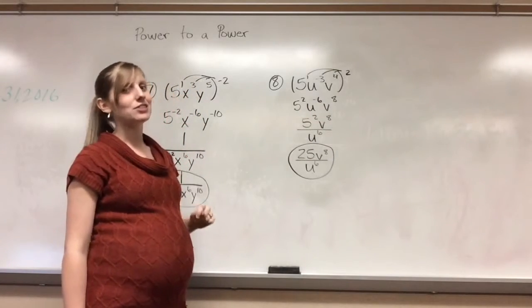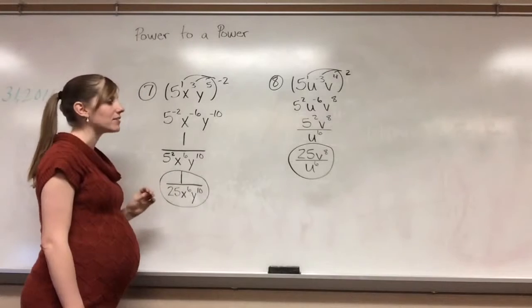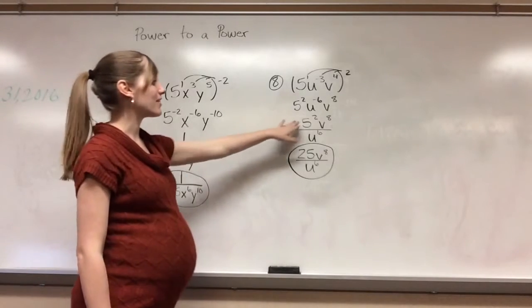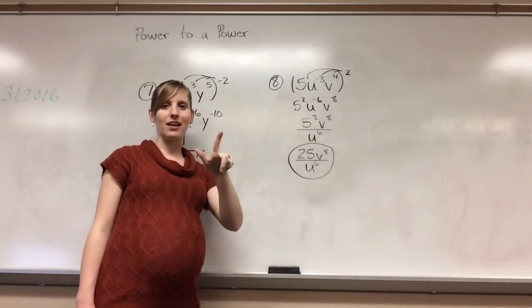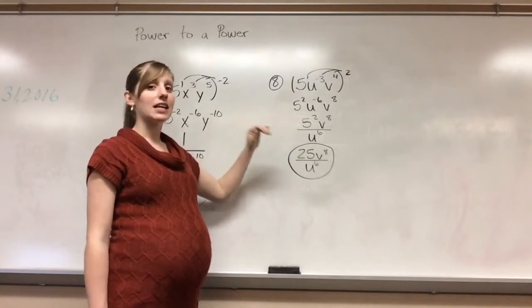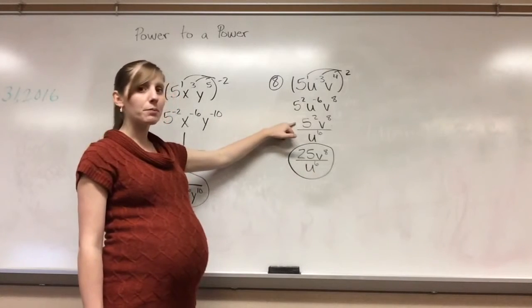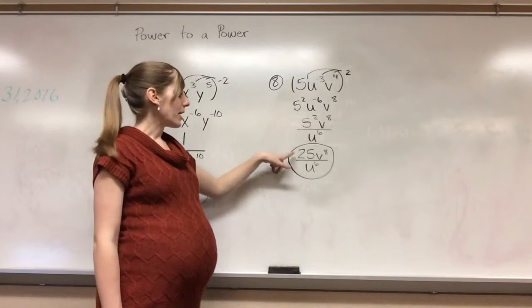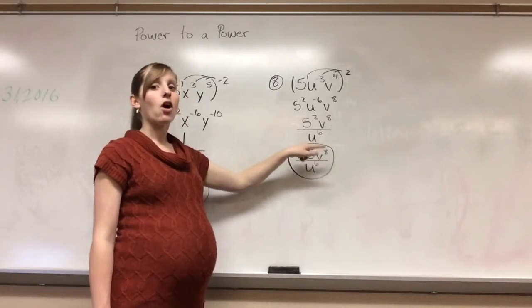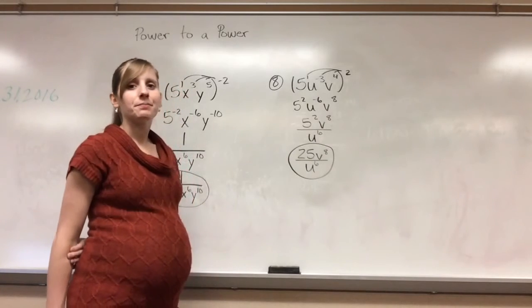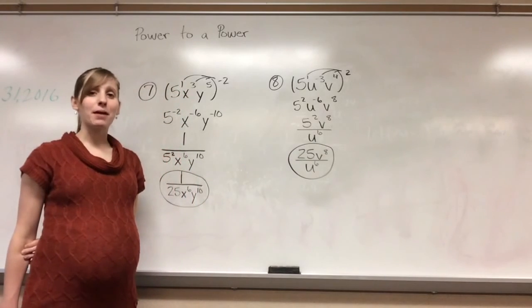One last step, I do need to do that multiplication. 5 to the 2nd power can be simplified. We know how to do that. So 5 to the 2nd is just 5 times 5. Again, that's 25. So 25, and it belongs in the numerator. If that's where your number was when you wrote it as a fraction, that's where it stays. So we have 25 v to the 8th over u to the 6th for our answer for number 8. And that's the end of our lesson on power to a power.